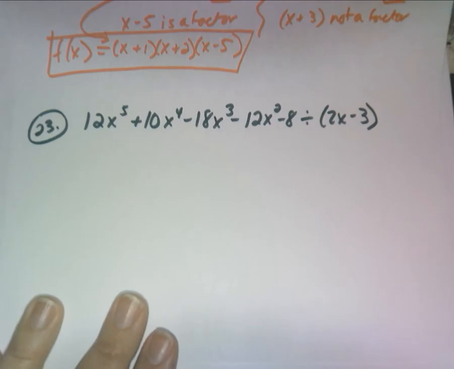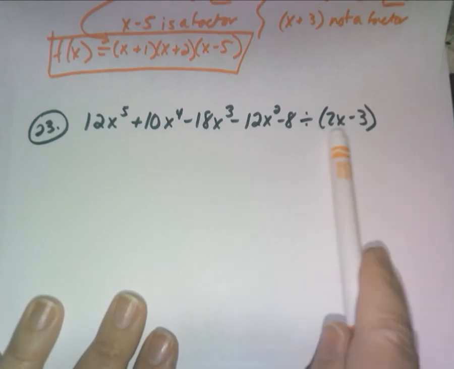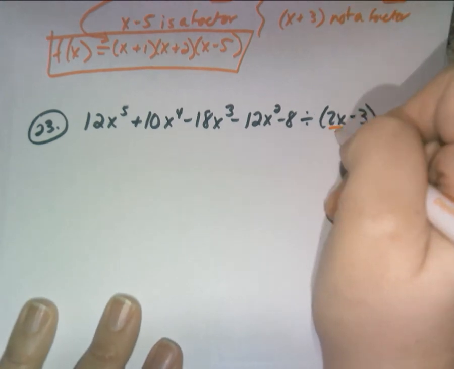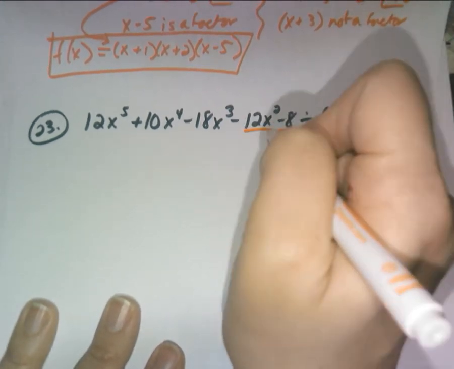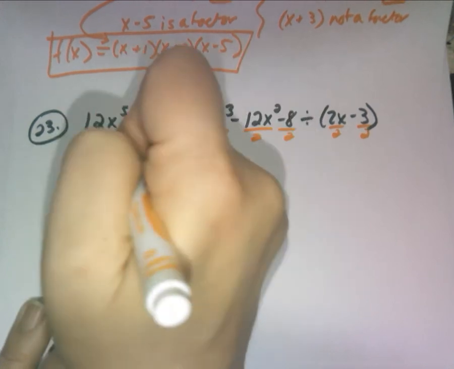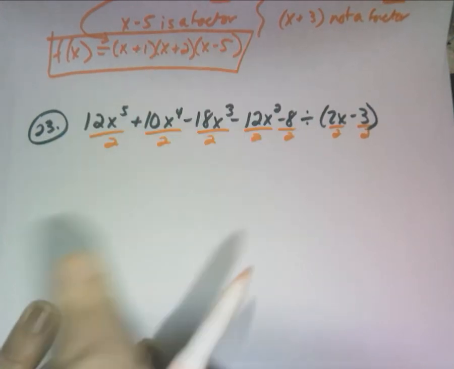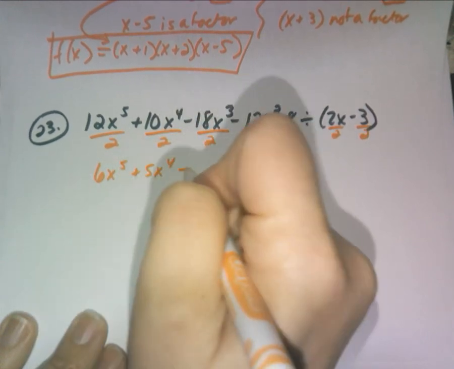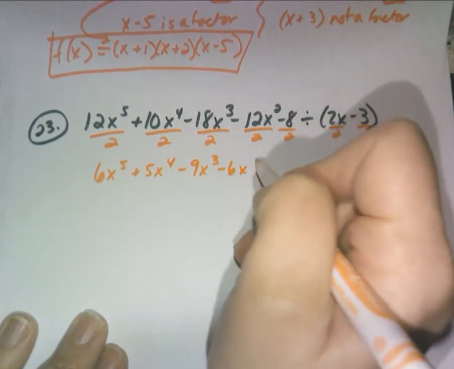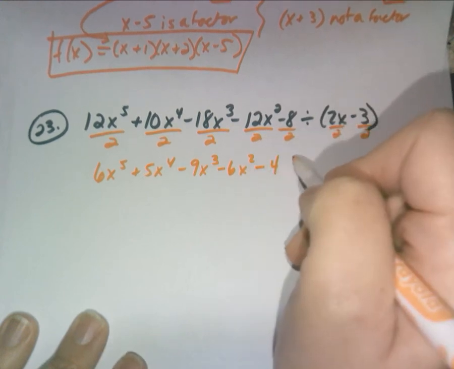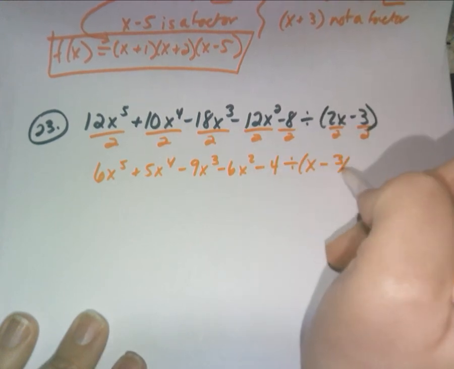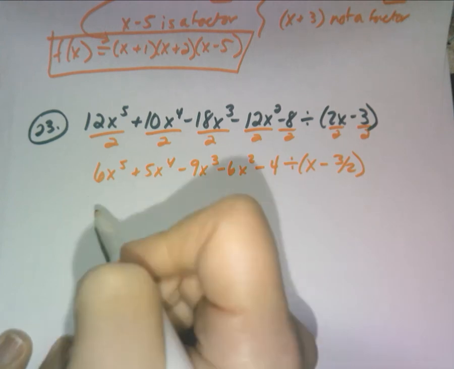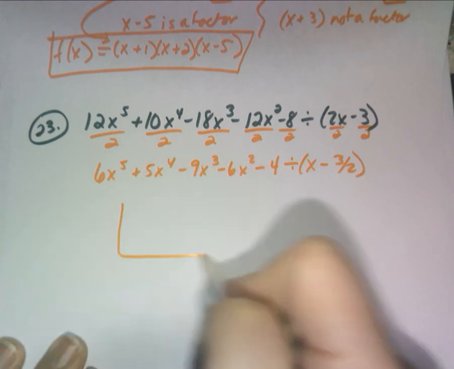You can make it in the form of x minus c. How can you make this in the form of x minus c? Divide by 2 everything. If you divide it here, you only need to divide it here. Okay? So this is really 6x to the 5th plus 5x to the 4th minus 9x to the 3rd minus 6x squared minus 4. And I'm actually dividing it by x minus 3/2. Do you agree to that? Okay. So what goes outside my little L-shaped thing?